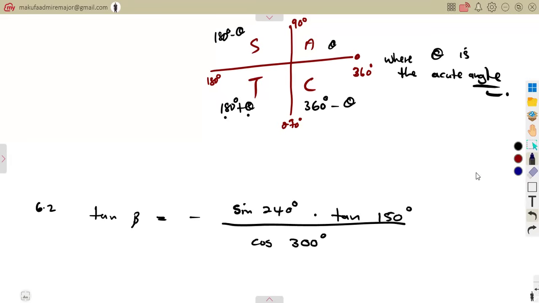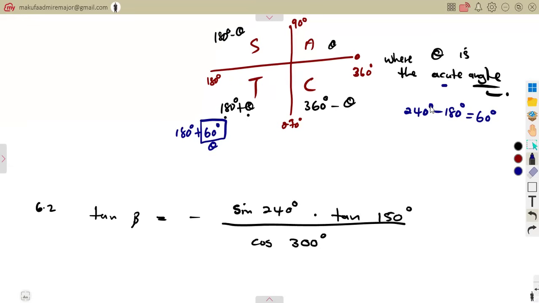So the question is, what is the acute angle that was added to 180? To know that acute angle, simply subtract: 240 minus 180. That is how you can simply know it. That was going to be 60 degrees. Meaning to say, this was supposed to be 180 degrees plus 60 degrees. The 60 degrees is the theta, the acute angle.